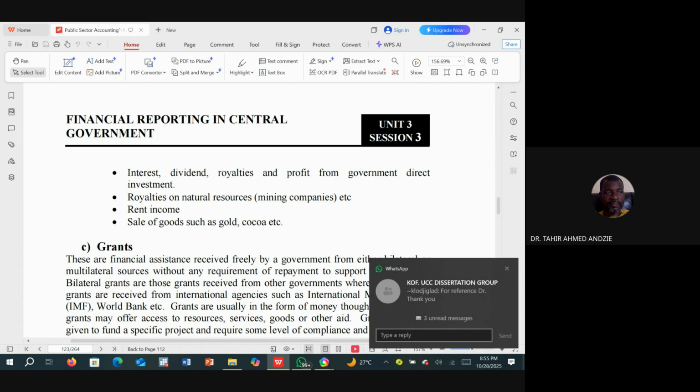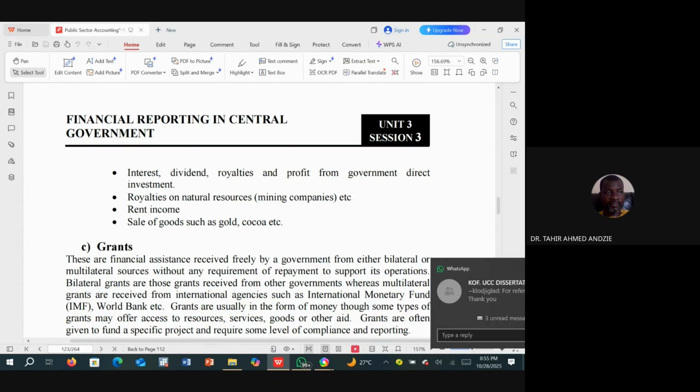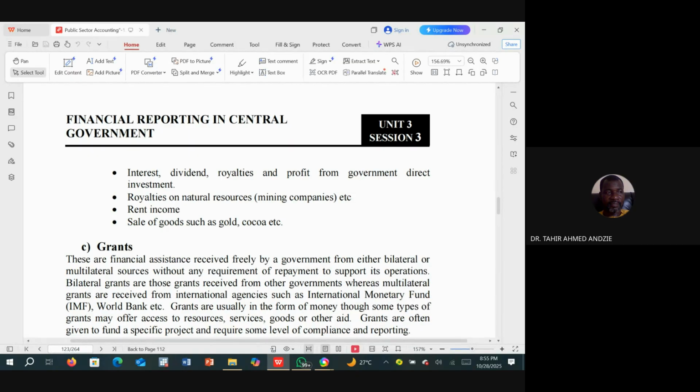Rent income. This one is not rent tax. Rent income is where government institutions have built houses or affordable houses, and people are occupying them and paying rent. This is non-tax revenue. Then sale of goods such as gold, cocoa, timber, and all these products that we sell also brings revenue, and it is non-tax revenue. All this goes into the consolidated fund.